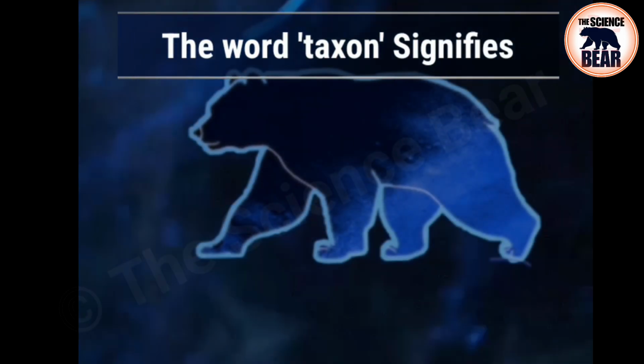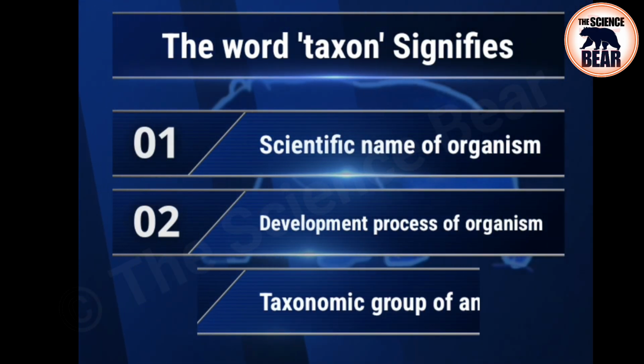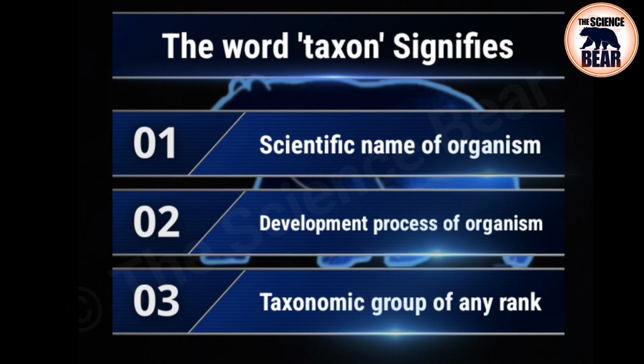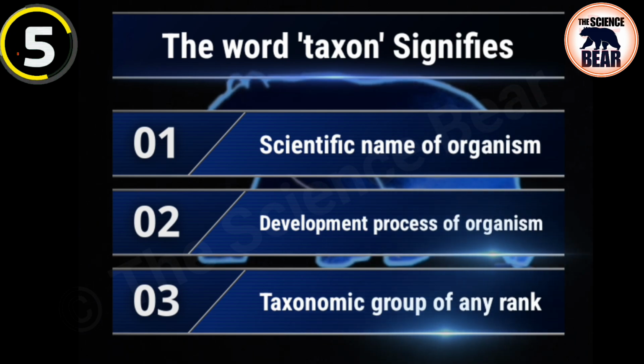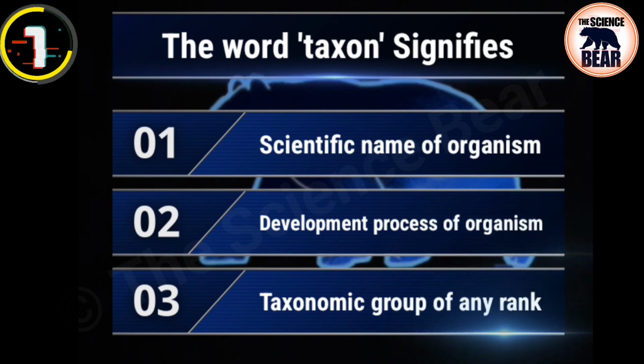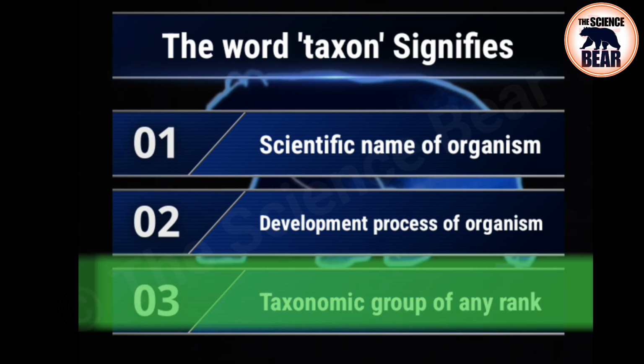The word taxon signifies the scientific name of an organism, the development process of an organism, or a taxonomic group of any rank? And the correct answer is a taxonomic group of any rank.